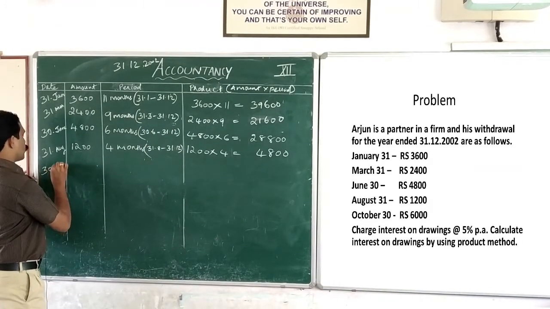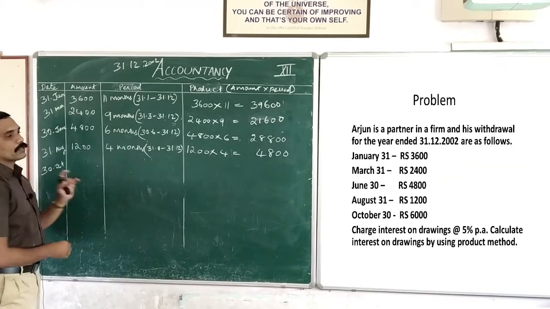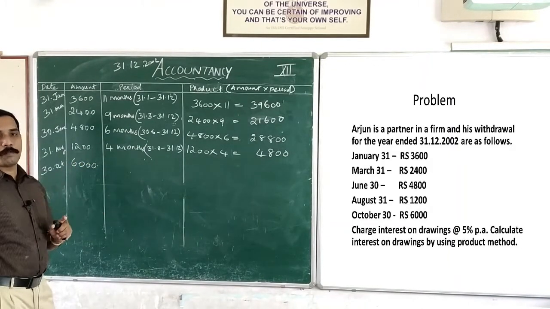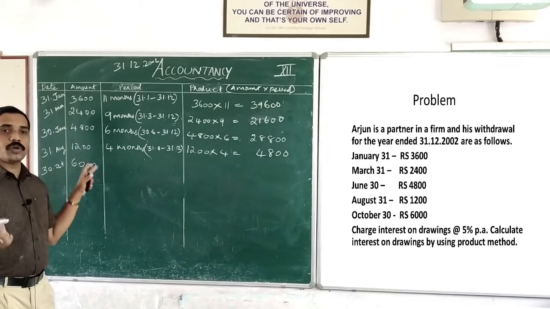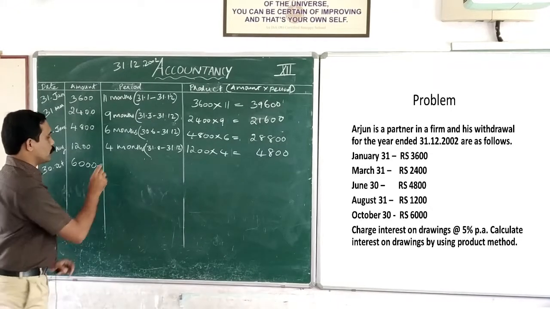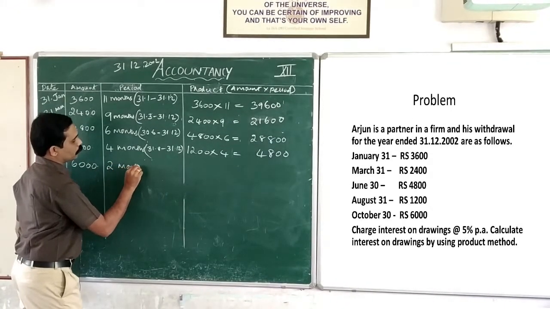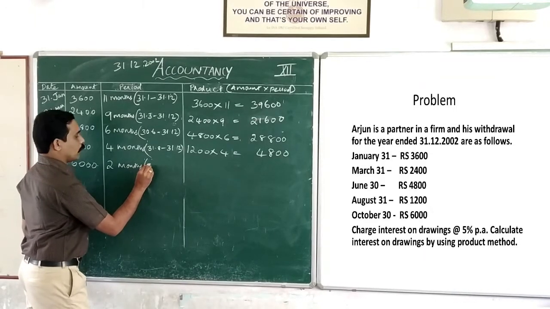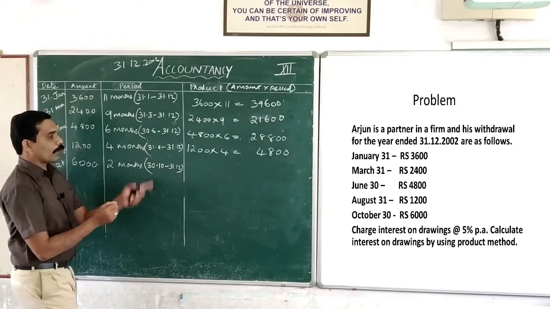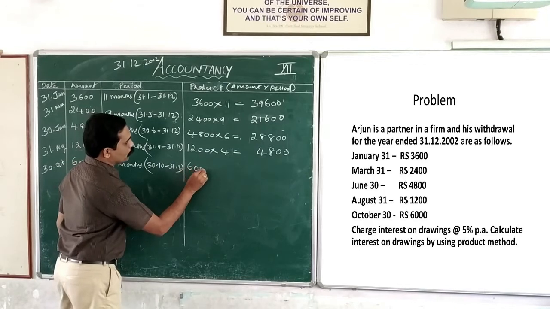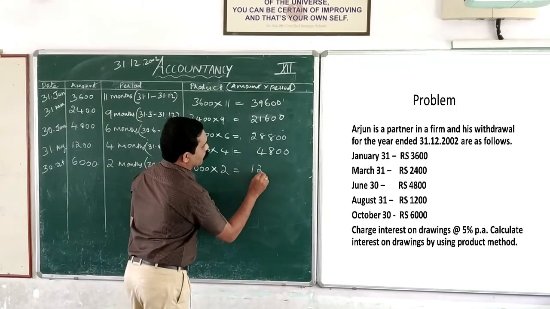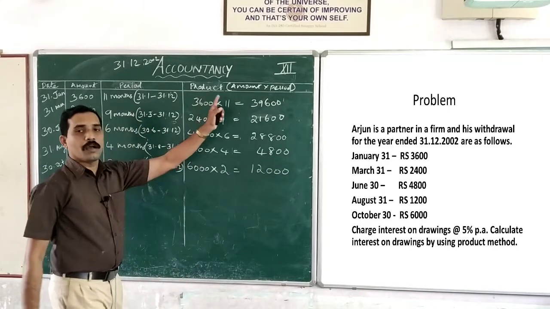So the next withdrawal is 30th October. The withdrawal amount is 6000. Then we want to calculate the period from 30th October. October 30th means we want to count November, December. So that is 2 months, 30th October to 31st December. So the product, 6000 into 2, that is 12,000. So that is the product.